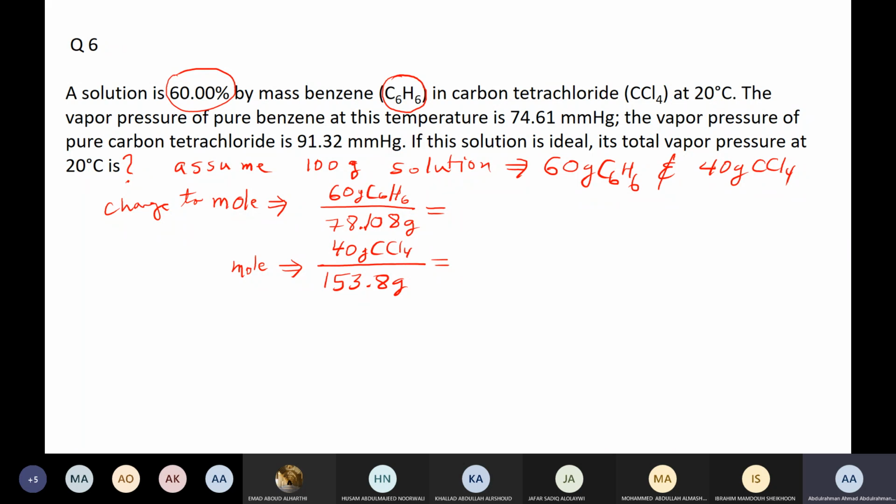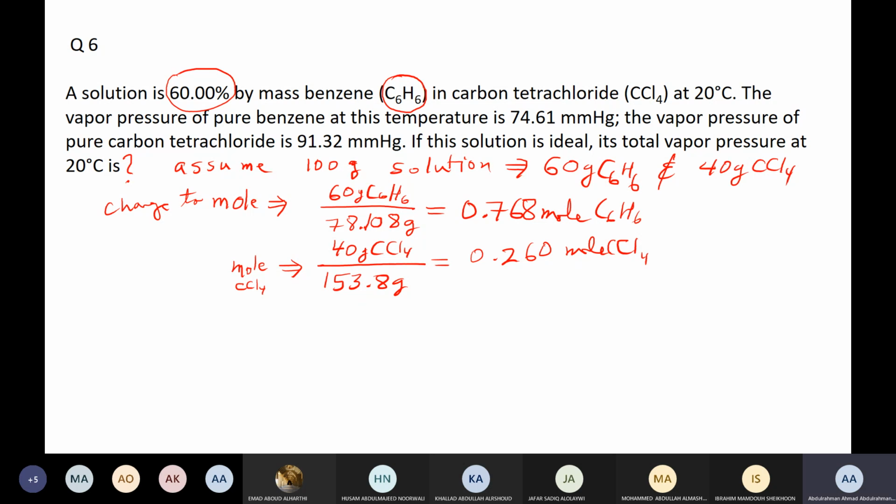Okay, what's the moles here for benzene? 0.768. Yeah. Mole. Good. How about mole of CCl4? 0.26. One more number. 0.260 mole CCl4, and this one C6H6. Good.